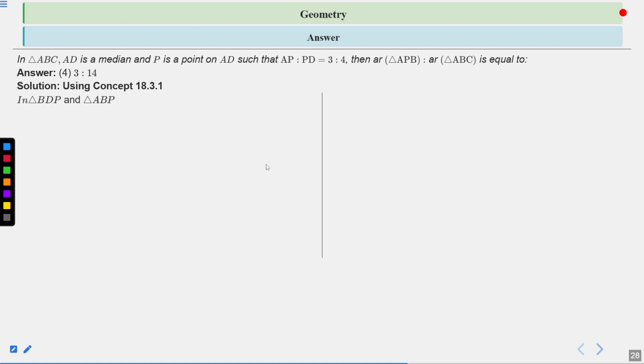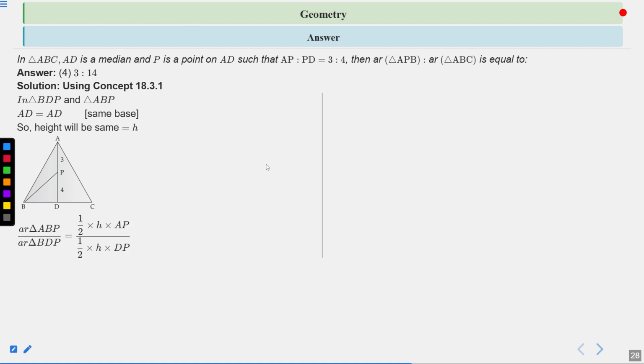So we can say that in triangle BDP and triangle ABP, the base AD is the same, so the height will be the same, which is H. Now we can see this diagram. In this diagram, the base is the same, and the height, which we let be H.